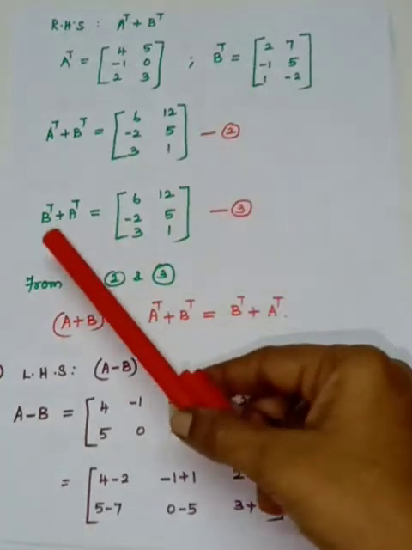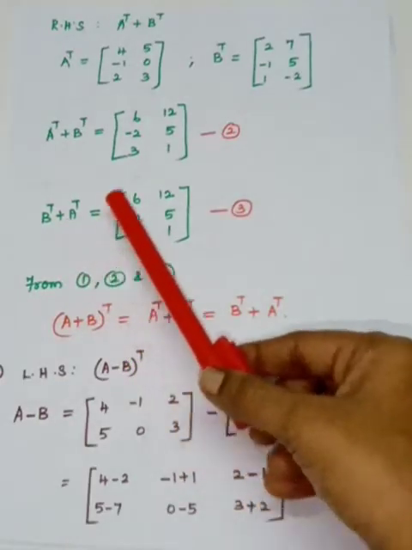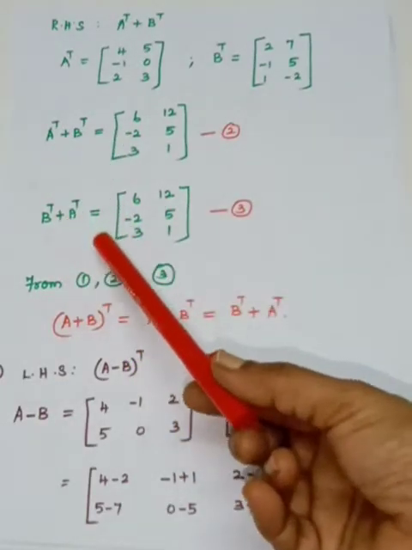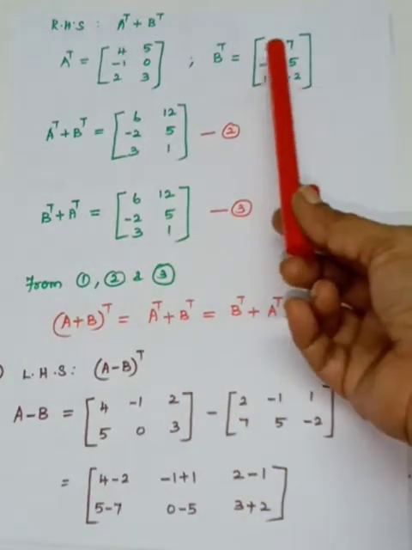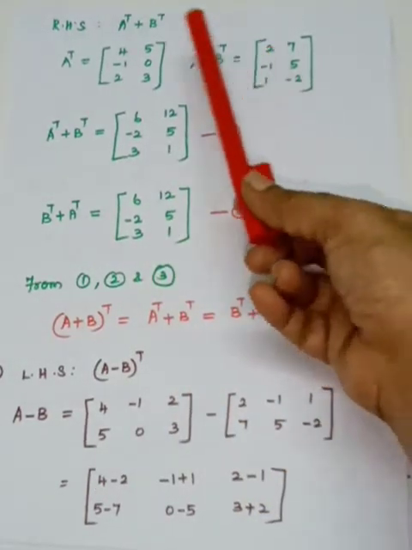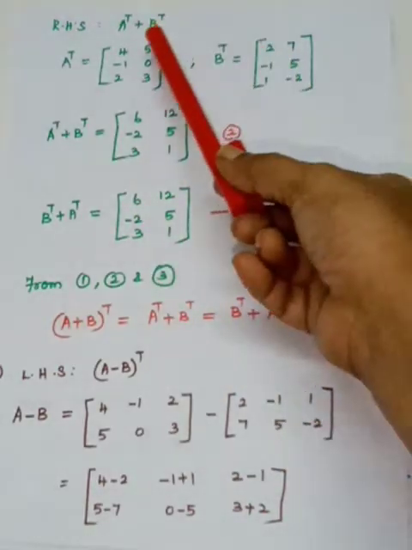Okay. So see that B transpose plus A transpose. Matrix addition is commutative, using that also we can write. But you take B transpose. Here you are having 2. 2 plus 4 is 6. 7 plus 5 is 12.